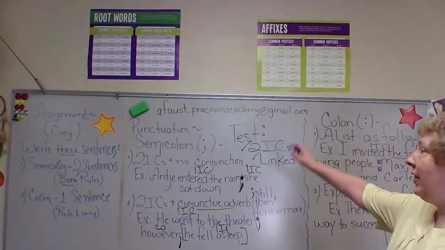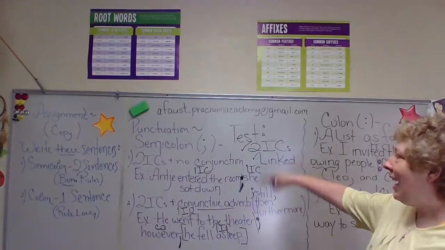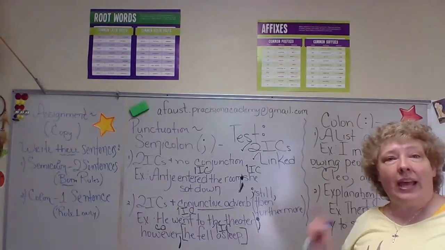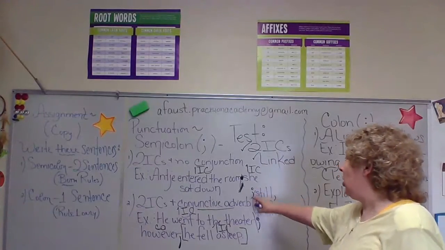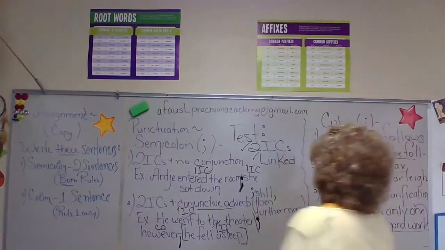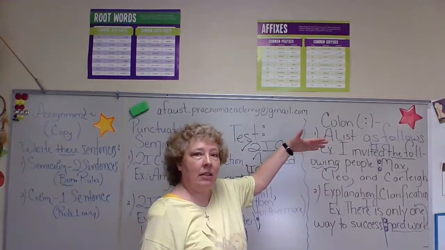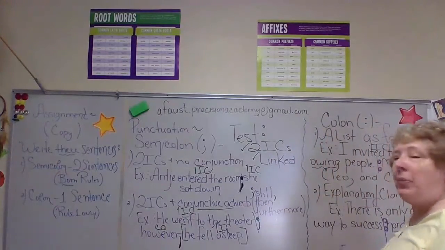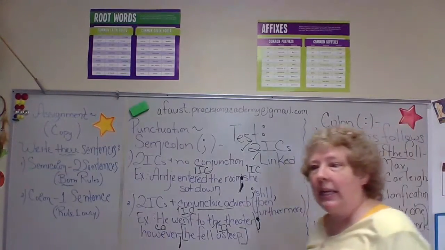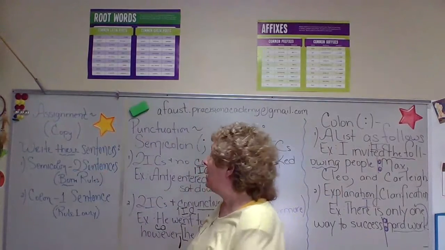Okay, so you've got the two ICs, no conjunction whatsoever. Then you've got it where you have a conjunctive adverb. Two kinds of punctuation: semicolon, comma. You've got your colon. It's a list. And also when you want to explain something. Okay? All right, let's turn over here to the assignment.